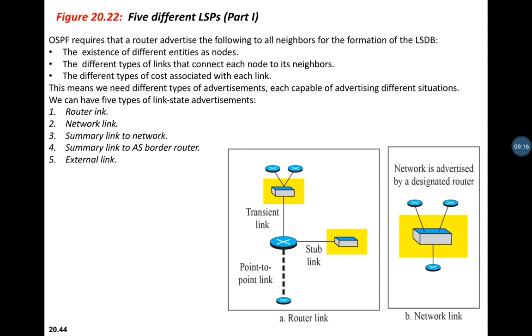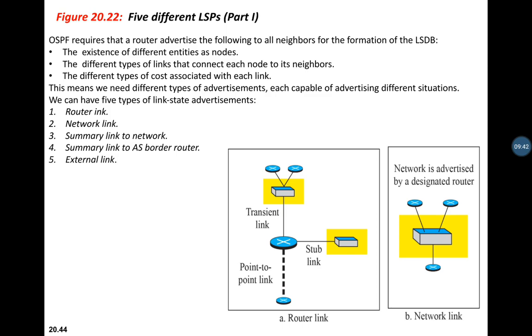Next we have a stub link, which advertises the link to a stub network, a network that is not a through network, which is the end one, as we have a customer network in the case of the internet. Also the point-to-point link should define the address of the router at the end of the point-to-point line and the cost to get there.